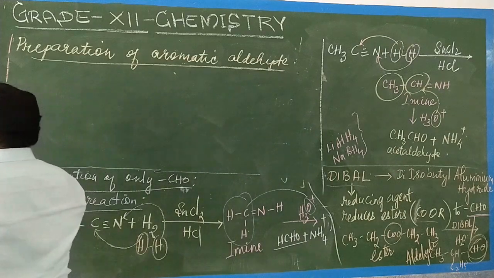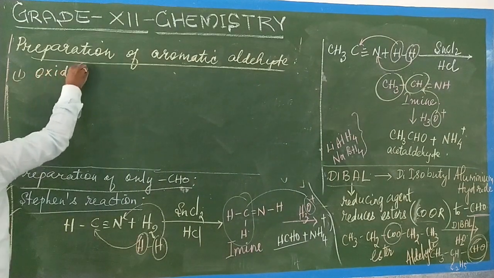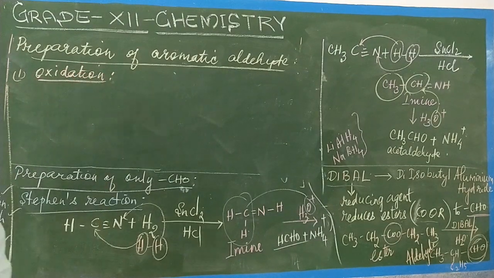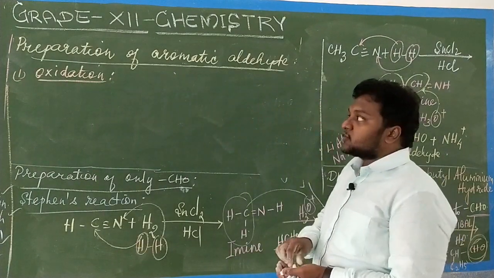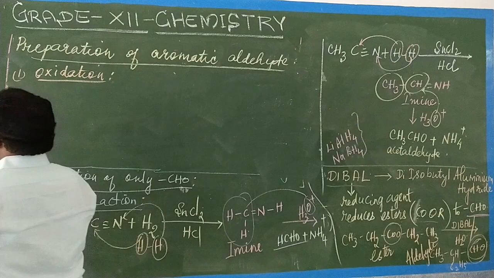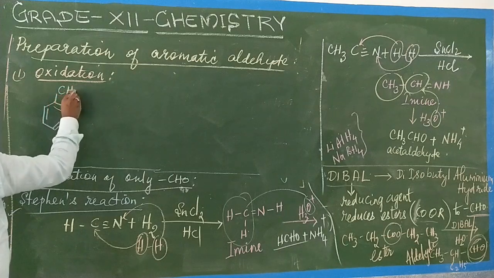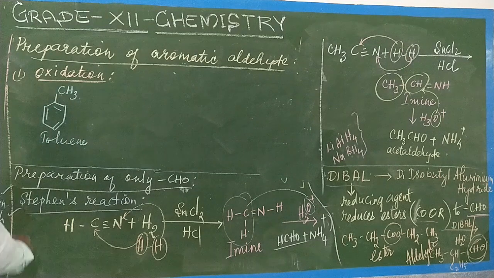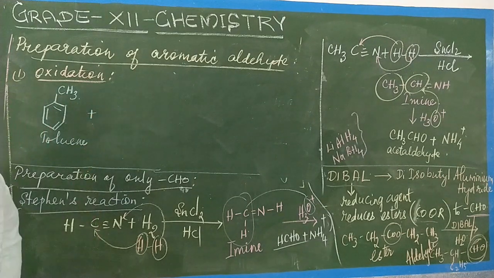Preparation of aromatic aldehydes. The first method is the oxidation method. So for this I have to take a benzene ring, CH3. This is called toluene. Toluene on treatment with acetic anhydride.